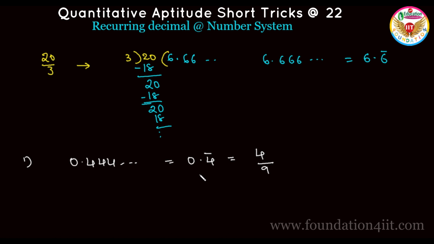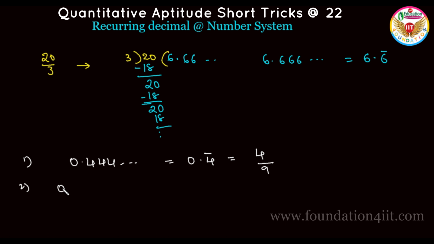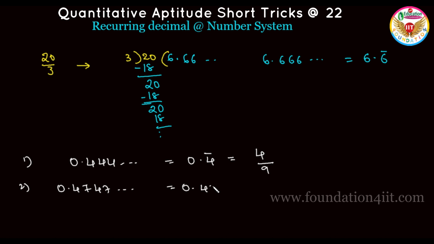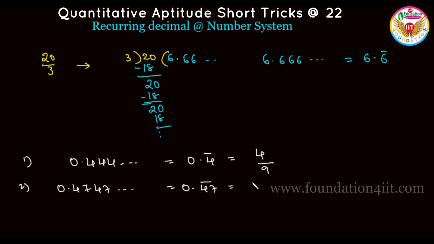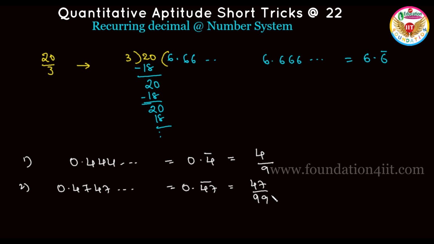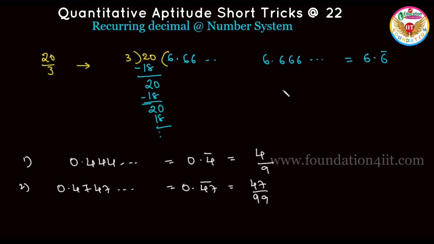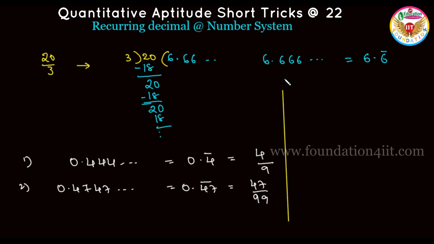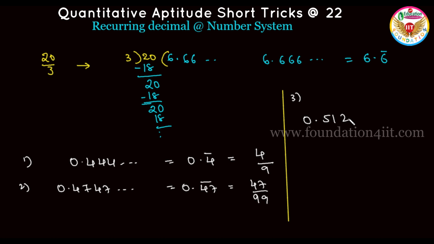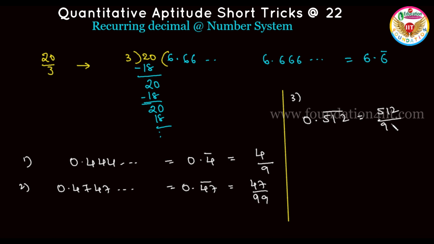Same way, one more example. 0.4747 and so on. That means 0.47 bar. 47 is repeating, no? Take that 47 divided by, 2 digits are repeating, no? 2 nines you can keep. Okay. Same method. Let us take another example. For example, 0.512 bar, so 512 is repeating. So you can take 512 divided by 999.